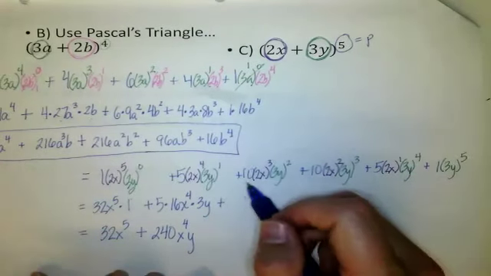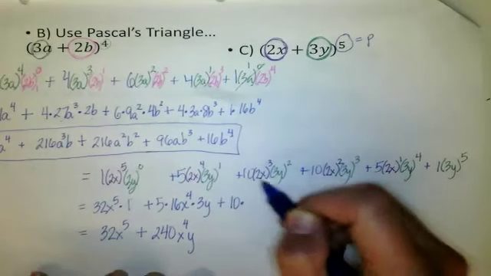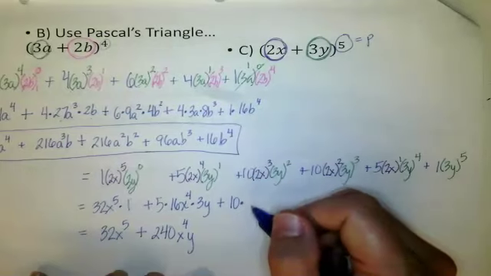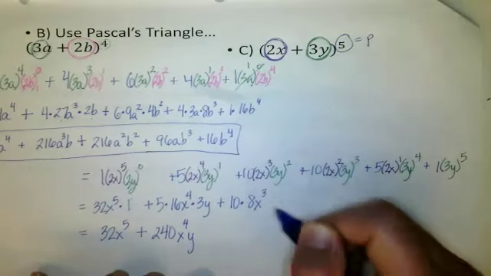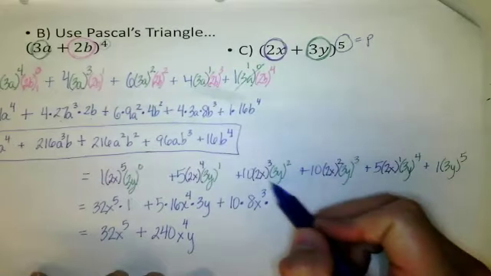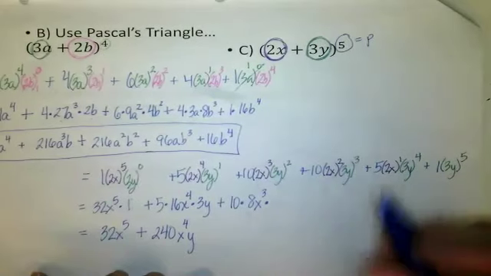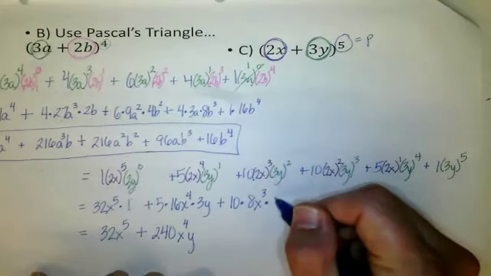All right, here we have 10 times, what is 2x quantity cubed? 8x cubed. And 3y quantity squared is? 9y squared. And 9 times 8 is 72 times 10, I guess 720. Look at that math there.